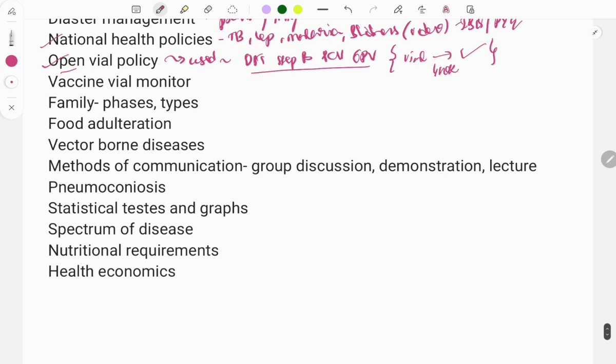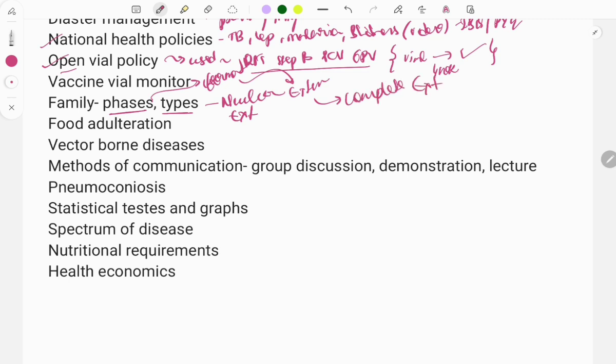Then moving on to the family, so questions are asked on the phases and the types, like the nuclear family, the complete family, the extended family, like that. Okay, so definitions are asked, and phases means there are a couple of phases. Whenever two people are married, that stage is called formation. Then after the birth of the first child, they enter the phase of extension. Then after the birth of the last child, it will be the complete extension. Okay, so this is the sequence of the phases.